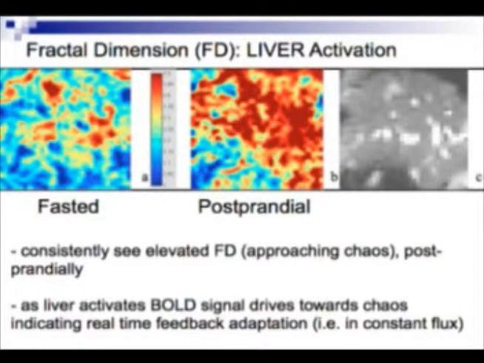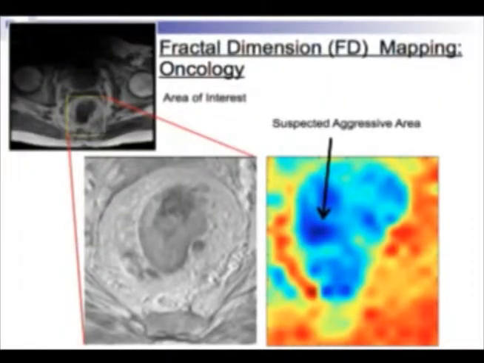And then before the Ensure and then after, you can see a whopping increase in the fractal dimension here. The liver tends to drive toward chaos as a healthy liver. The liver gets very chaotic in terms of its blood flow. Diseased liver do not exhibit this chaotic nature, which is very, very interesting.